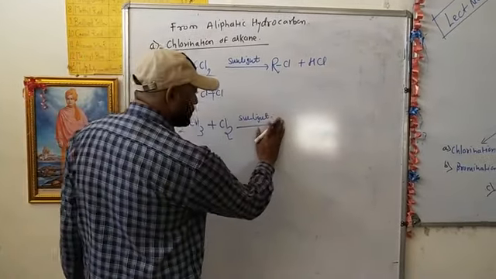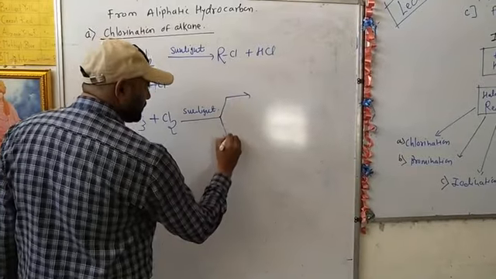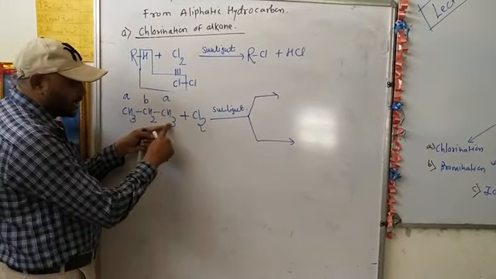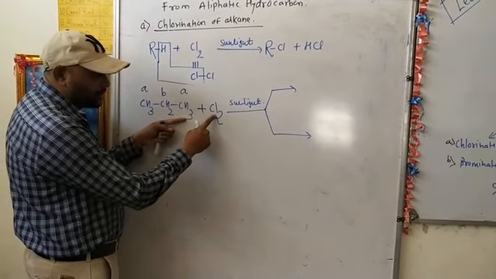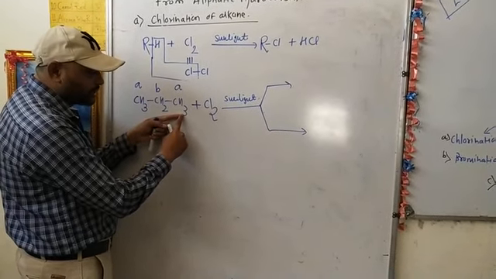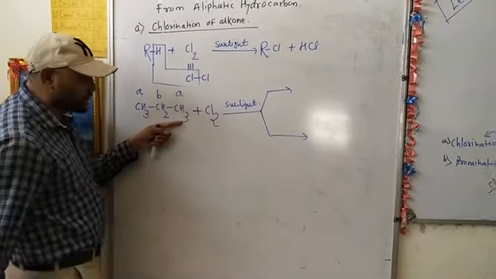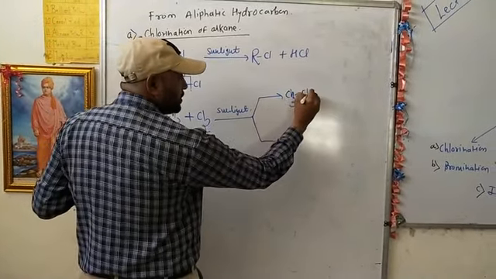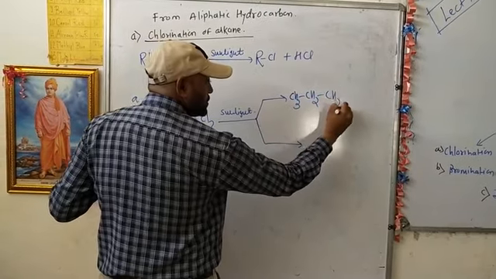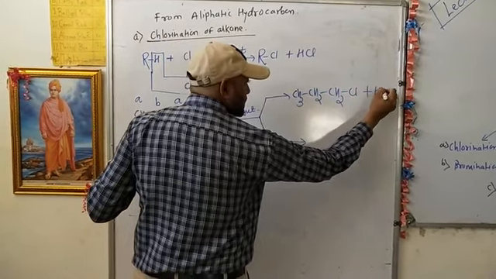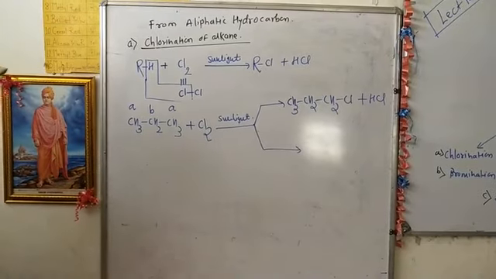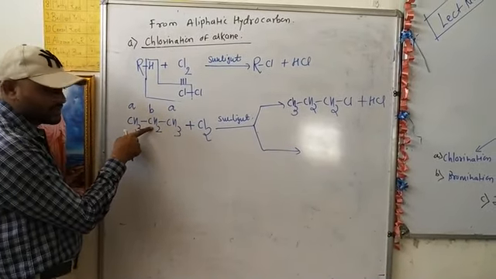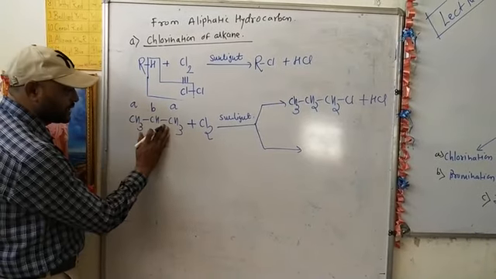We can replace the hydrogen from A, from this side, A carbon. So one hydrogen is replaced from this side by one chlorine from Cl2. So the product is CH3, CH2, CH2, Cl plus HCl. And then the second time we can replace the hydrogen from this carbon, that is from CH2, like this.